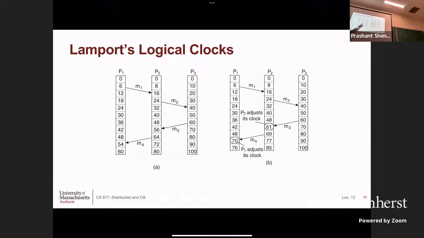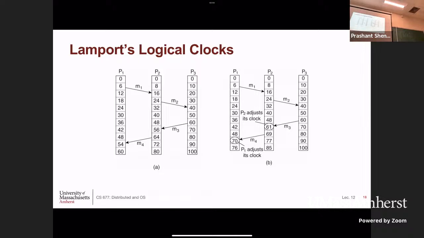You just violated our condition because your receive has a lower timestamp than the send. We said that send always happens before the receive. So receive has to have a greater timestamp. So this has to be max of 56 and 60, plus 1. So you will see here that this is what the actual technique does. So you actually incremented that not to 57 but to 61.